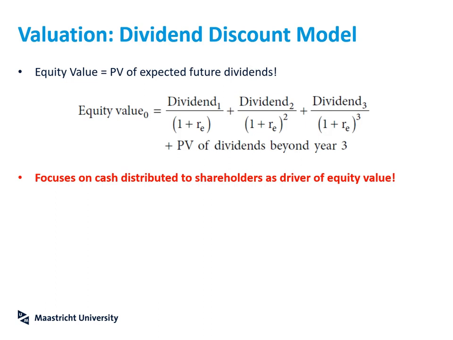Now, if you look at the dividend discount model, what we're saying is that any cash that's distributed to shareholders increases equity value. Because the more we distribute, the higher the dividend, so the higher the equity value.